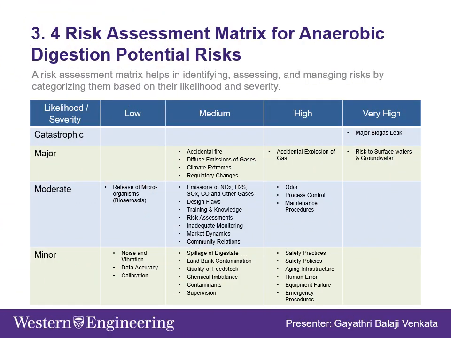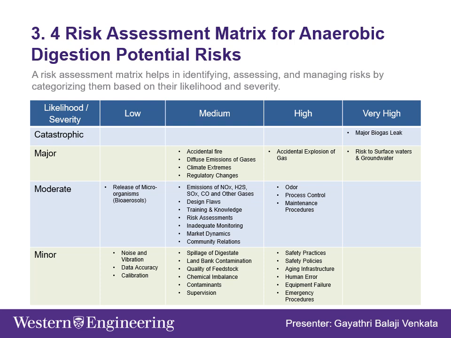Risk assessment matrix for anaerobic digestion potential risk. A risk assessment matrix helps in identifying, assessing, and managing risk by categorizing them based on their likelihood and severity. In the catastrophic category, risk like major biogas leaks and risk to surface water and groundwater have very high severity and likelihood, needing immediate action.